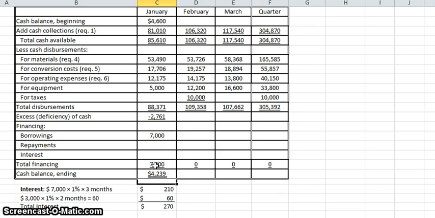Okay, so we've got $42.39, and I have to have a balance of at least $4,000, so we're good. All right, now February's beginning balance equals the ending balance for January. So put a little formula in there. Total cash available is $110,559. Total disbursements $109. Let's copy this formula across here and see how we're doing.